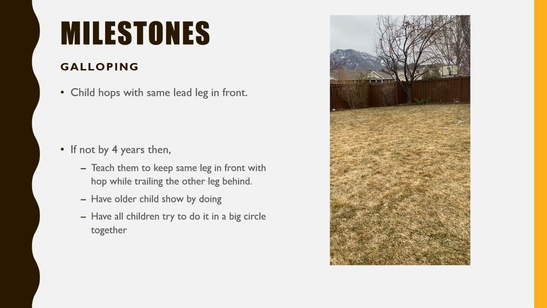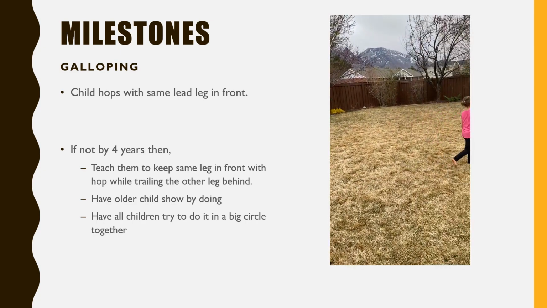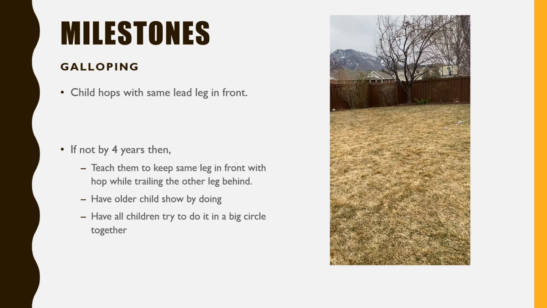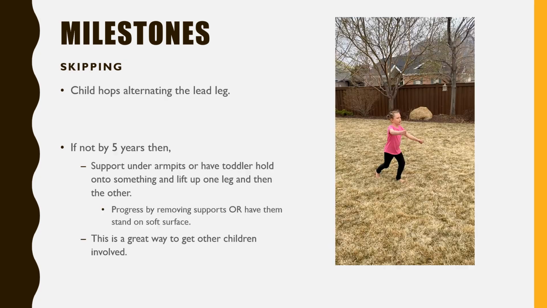First teach them how to do it. One leg stays in front, the other one trails behind, and have them hop around. This is a great way to also involve older children to come in and show, because showing is sometimes the best teacher. And then also have a big circle. Children love running around in a circle. If they're going in the circle doing a gallop and they're doing it together, maybe even add a little bit of music, that will also help them be further engaged.